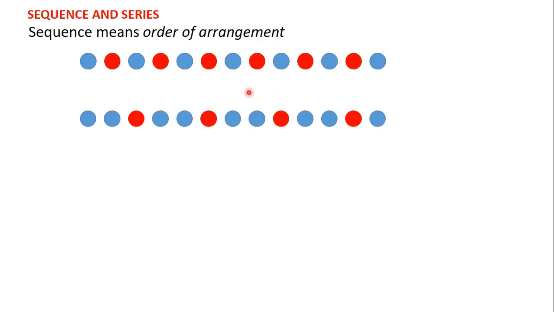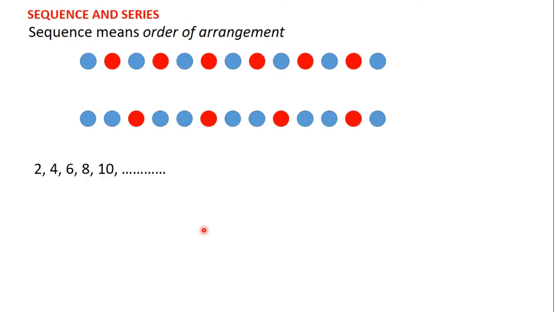So we can see that in each of these groups, the balls follow a specific order or pattern. Now this order or pattern is what is referred to as a sequence. A group of numbers can also form a sequence.